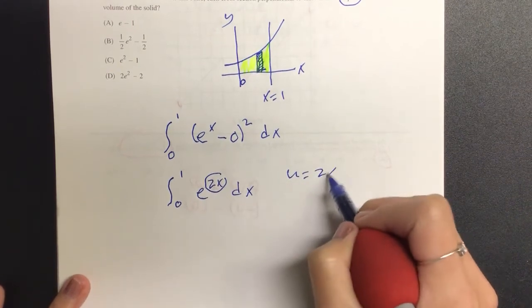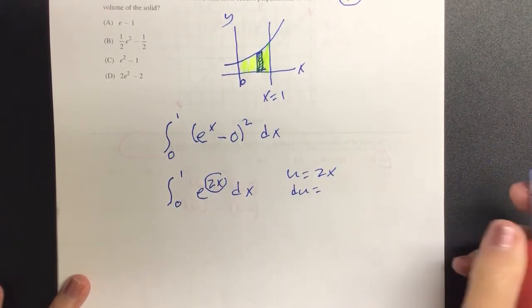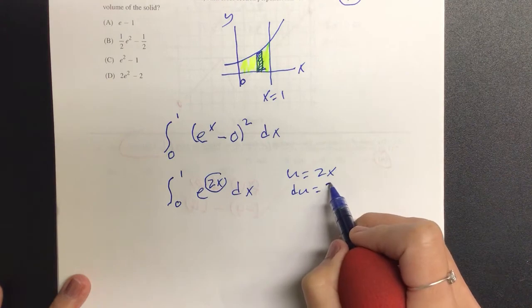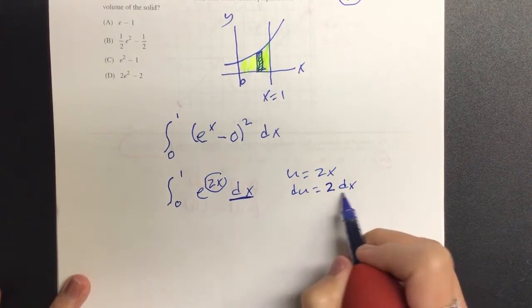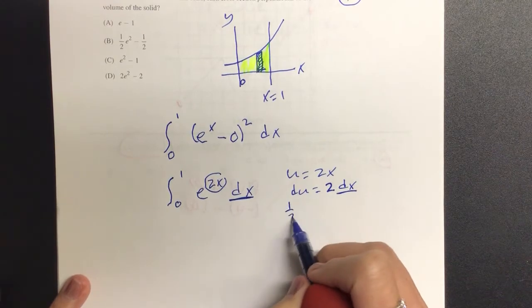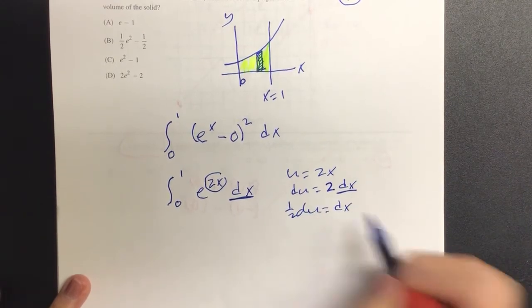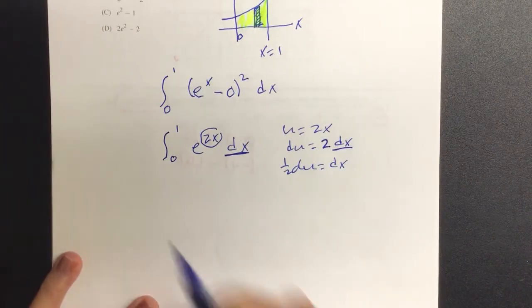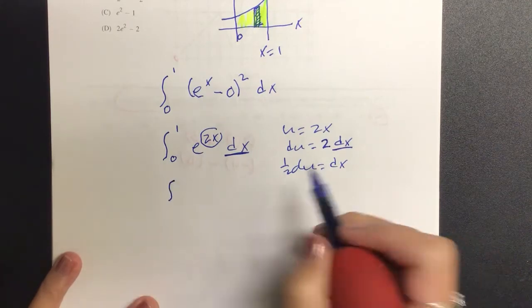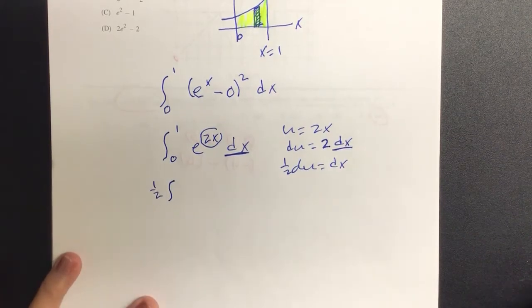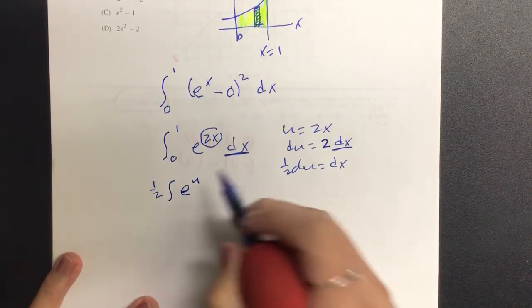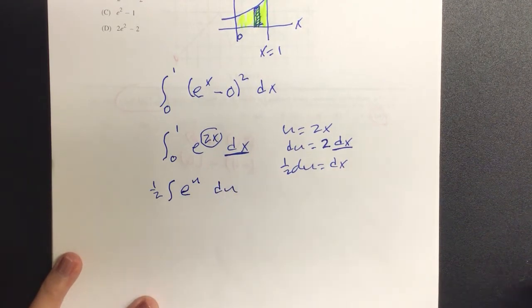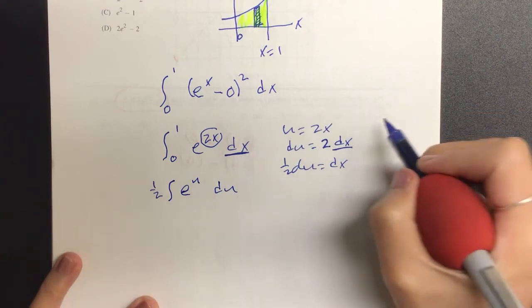If u is equal to 2x, then du is equal to what? 2 dx. And I'm looking for just dx, so let's kick the 2 over. And now we can go ahead and substitute in. So we have, let's kick out the half, and then we have e to the u du.